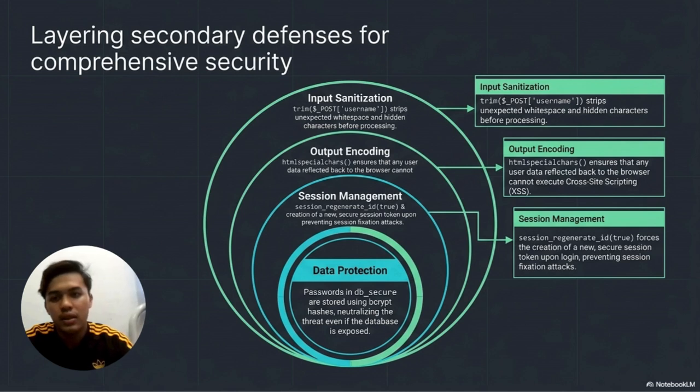So the next slide is about layering secondary defenses for comprehensive security. Besides prepared statements, we added several additional security measures. These include input sanitization to remove unwanted characters, output encoding with htmlspecialchars to prevent cross-site scripting, secure session management by regenerating the session ID after login, and password hashing to protect user passwords in the database. Together, these layers provide stronger protection against multiple web security threats.